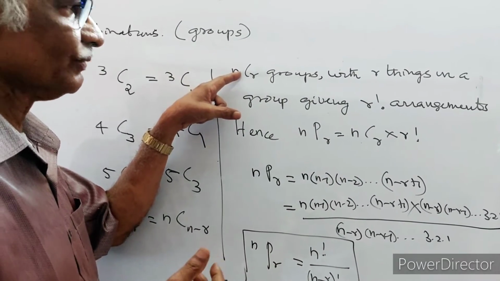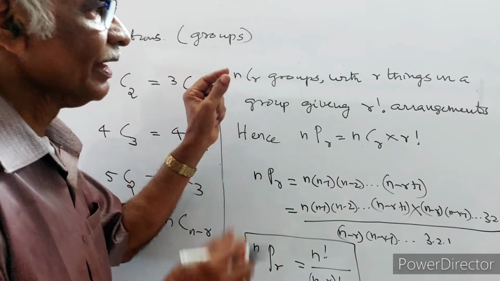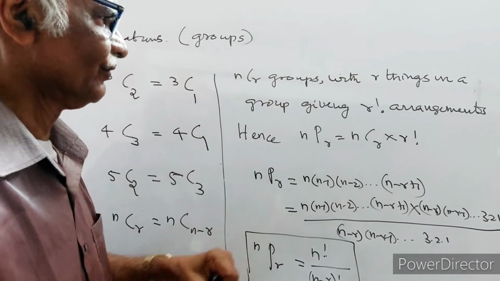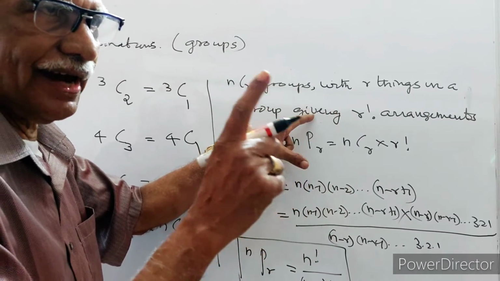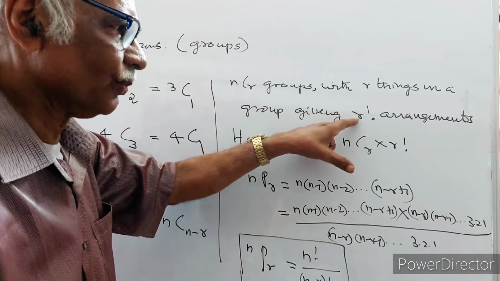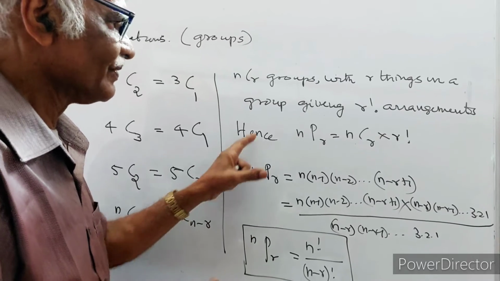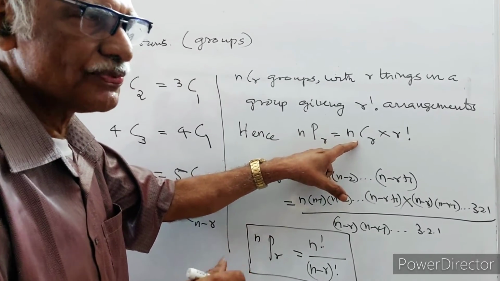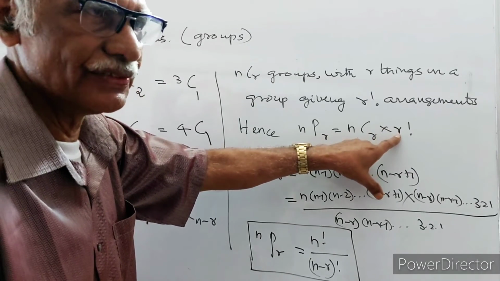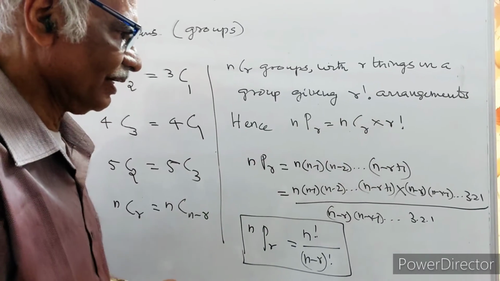Now let us see the relation between nPr and nCr. nCr groups are there, so the number of groups is nCr. And each group contains r things. So one group containing r things can be arranged in factorial r ways. Hence, nPr is nCr, the number of groups, times the number of arrangements, so nCr into factorial r.